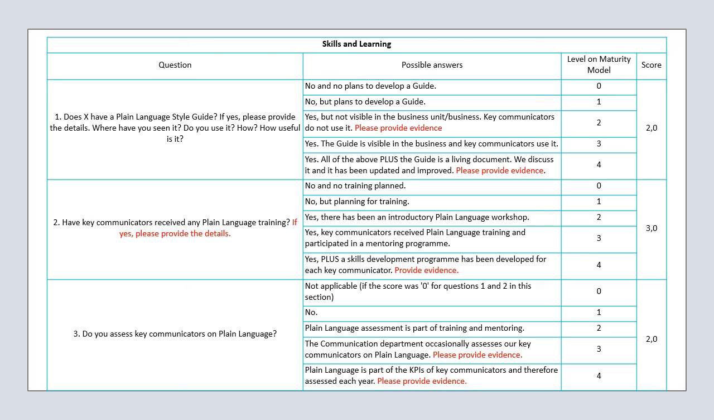The third question there, do you assess key communicators on plain language? The possible answers ranging from not applicable, that's if the score was a 0 for questions 1 and 2 up there, and to plain language is part of the KPIs of key communicators and therefore assessed each year. For that, you will also ask the person to provide evidence. And if they can provide the evidence, it will put them or your organization on a level 4 in terms of the maturity model, and that would be their score.